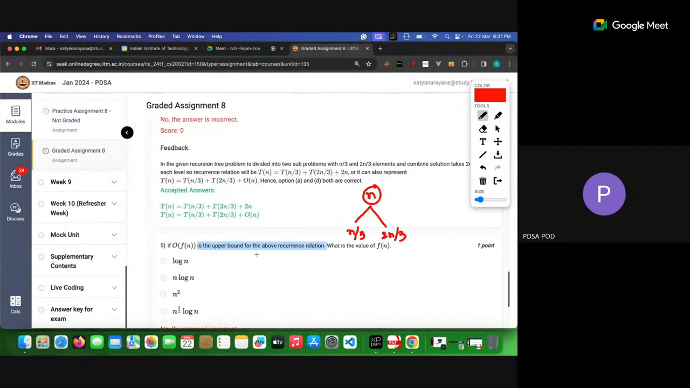So the upper bound of the above recursion is O of f of n. What's the value of it? If O of f of n is the upper bound of that recurrence relation, because it is two different recursions, which are different kinds of partitions. It's 2 into n by 3, two times again 2n by 3. But the first time it is n by 3, the next time 2n by 3.